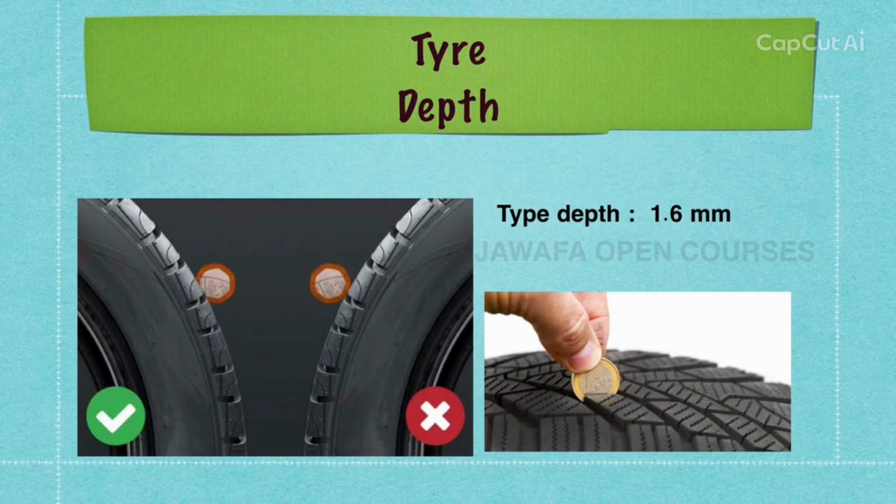Next comes the depth of the tire. The tire depth should be 1.6 millimeters in any case. If the tire depth is less than this, then that tire should not be used or it is not allowed to be used. To check it, take a coin and insert it into the lines. If it goes all the way in, you will know its depth. If it stays out, it means your tire is very worn out and it's time to change it. So remember 1.6 millimeters because this question often appears in exams.